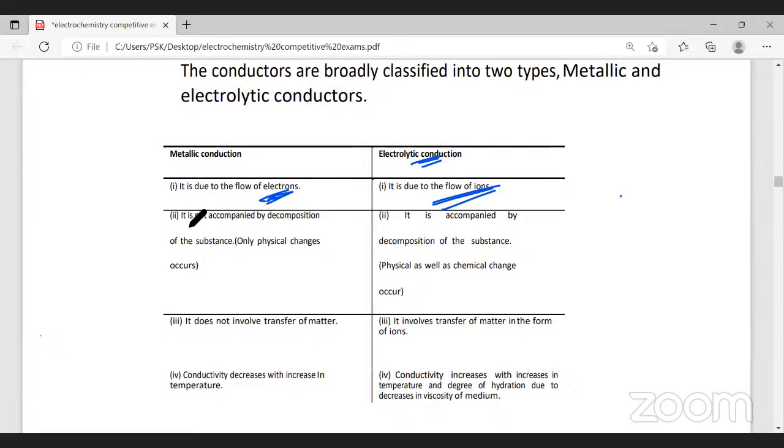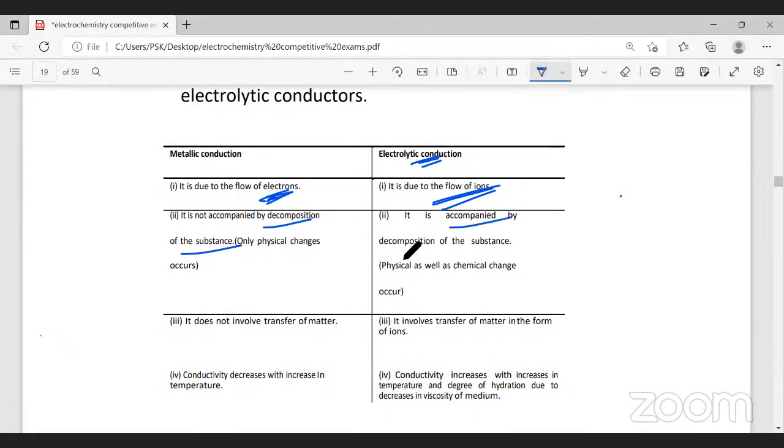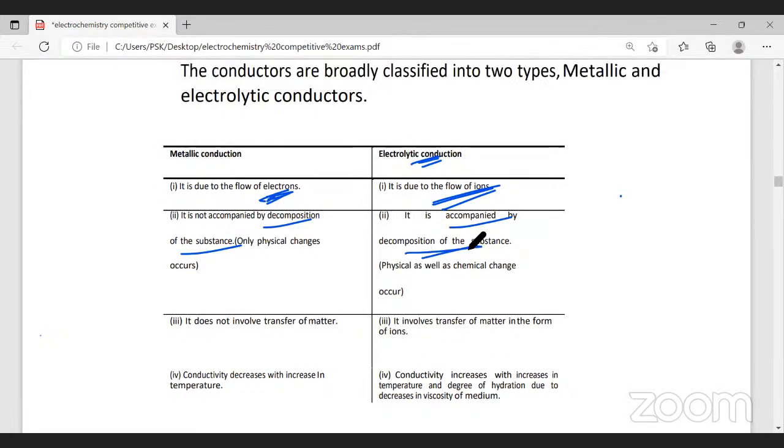So in metallic conductor, it's not accompanied by decomposition. When you're passing current through copper wire or aluminum wire or any other wire, is that metal copper getting decomposed? At home, when you're switching on the light, is the wire getting decomposed? No, sir. But in case of electrolyte, decomposition will take place. Electrolysis principle itself is the decomposition of an electrolyte by passing current. So in electrolytic conductor, there will be decomposition of electrolytes.